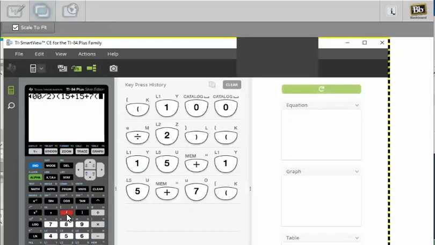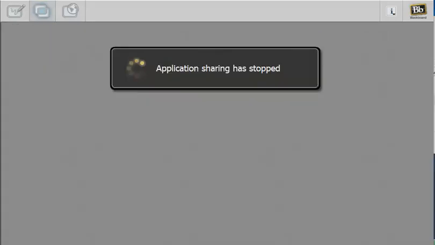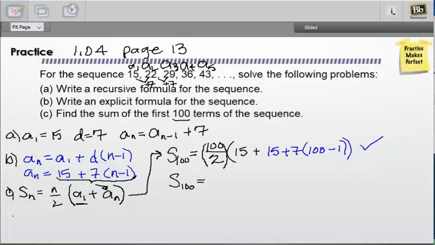Then in a parentheses, I'm going to put 100 minus 1. You have to put two parentheses, because if you don't put the correct number of parentheses on the end, the calculator will give you an error message. And then I'm going to hit enter. So now I see that my answer, the sum of the first 100 terms, is 36,150. So let me close this out. And then I'm going to write my answer down right here.